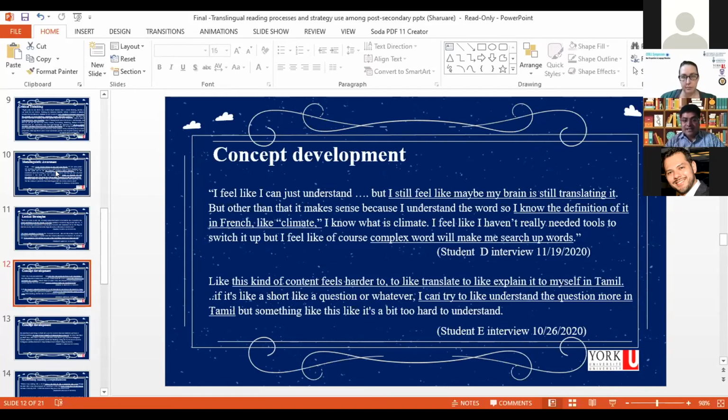Another student said, this kind of content feels harder to translate, to explain to myself in Tamil, and I can try to understand the question more in Tamil, but something like it is then a bit hard to understand. In that case, the students try to develop understanding by communicating within the complex power dynamics of broader linguistic hierarchies. In the meaning-making process, the students draw on L1 and L2 to make meaningful engagement with the text. The translingual practice takes place here to make sense of the reading text. Drawing on different powerful languages takes place more often when students are not familiar with the word in the target language.